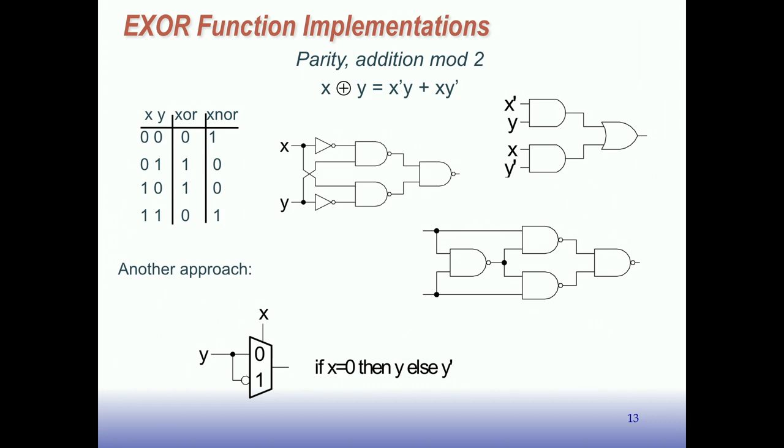So another approach: an interesting thing about exclusive OR is that you can implement it with a multiplexer this way. If x is 0, then output y, otherwise y bar. If you look at this function here, if x is 0, then the output is y. If x is 1, the output is y bar. So it's like a conditional inverter. It inverts the signal y based on the value of x. So that's another way to think about exclusive OR.